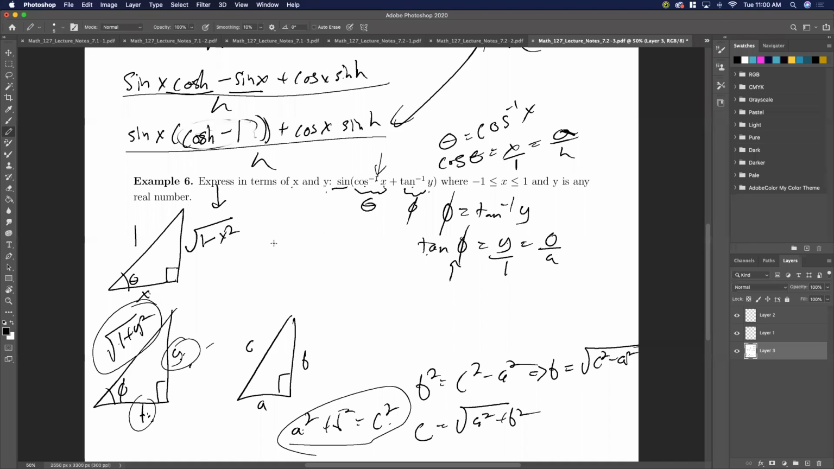And so for this one, I know cosine of theta equals x over 1. So this is the triangle for theta. I know that tangent of phi is equal to y over 1. So this will be the triangle that comes from phi. Is it making a little bit more sense what's going on here? Not really, yes. Oh, yeah.